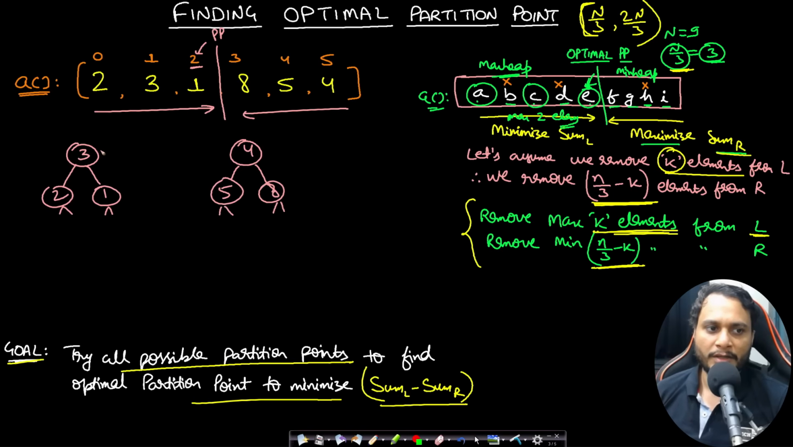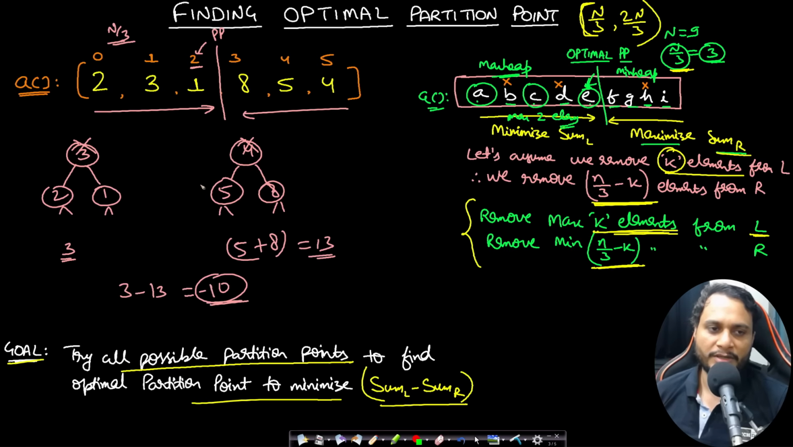And out of these two, I know that I have to include only n by 3 elements on the left. So that means I need to remove one element. Which element to be removed? 3 will be removed. So the sum here will be 2 plus 1, which is 3. And on the right side, we need to maximize the sum. So I remove the top of the heap, which is 4. And that will be 4 plus 8, which will be 13, right? And if I take the difference 3 minus 13, it is going to be minus 10. And this has to be repeated for all the possible partition points, right? So I will be using the two-heap method, which is max heap and min heap. Max heap on the left side and min heap on the right side.